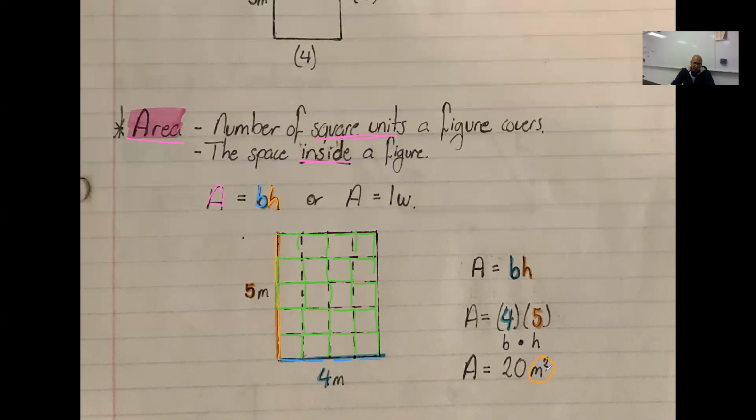This is just the units right here. Meters squared. We made 20 little squares. That's exactly what that means. All right, so having done that, let's go into our assignment really quick.